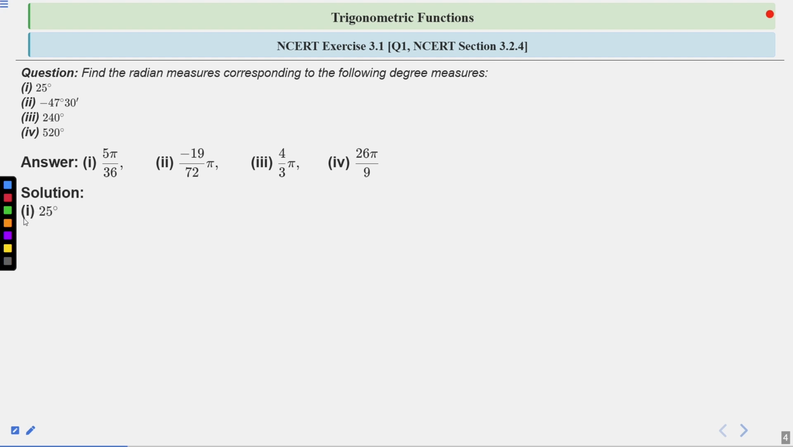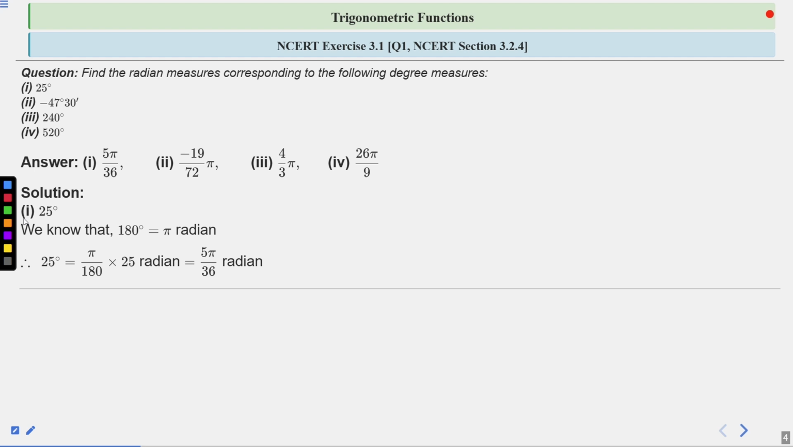For part 1, which is 25 degree, we know that 180 degree is equal to pi radian. Therefore, 25 degree will be equal to pi upon 180 into 25 radian, which is equal to 5 pi by 36 radian. Clear? So 25 degree is equal to 5 pi by 36 radians.